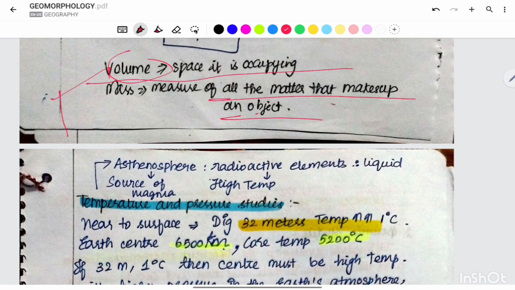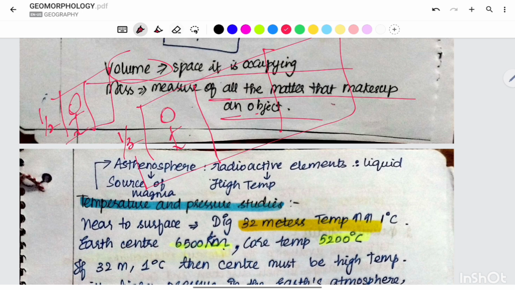Volume is nothing but the space. So here a man is occupying half of the volume of this box. But if the box's size is increased, the man is occupying just one third of the volume over here. So volume varies, but mass remains constant.